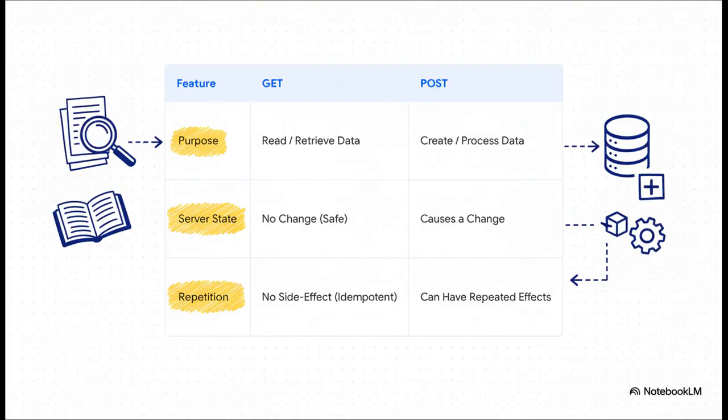Think of GET as being for reading. It's totally safe. It doesn't change a thing on the server. It's also something we call idempotent, which is just a fancy way of saying you can make the same request a million times and you'll always get the same result. POST, on the other hand, is the total opposite. Its whole purpose is to cause a change, to create a side effect. Hitting refresh on a POST request could mean accidentally creating 2 or 3 user accounts or posting the same comment over and over again. Big difference.